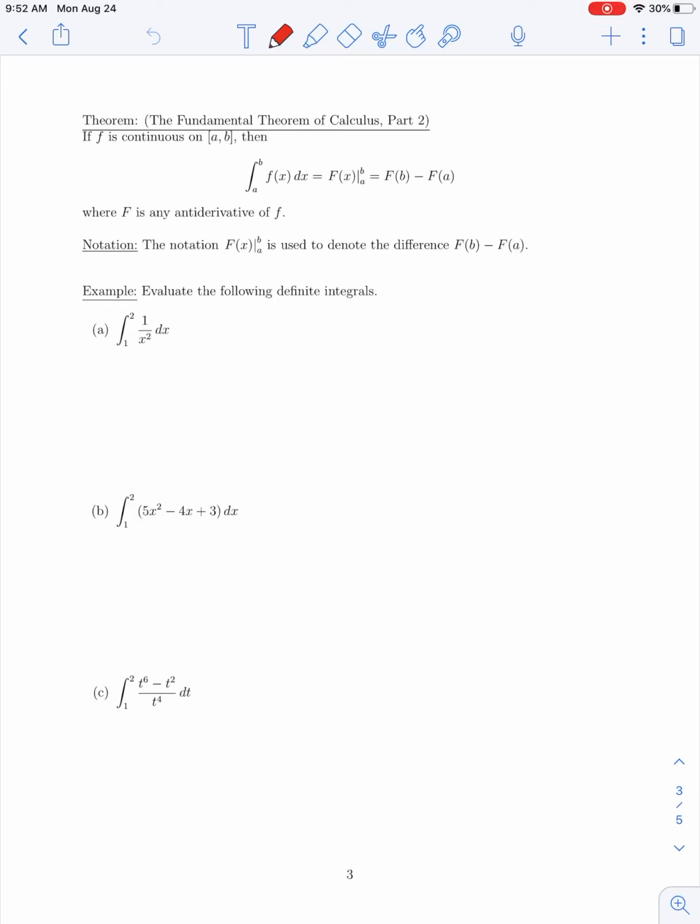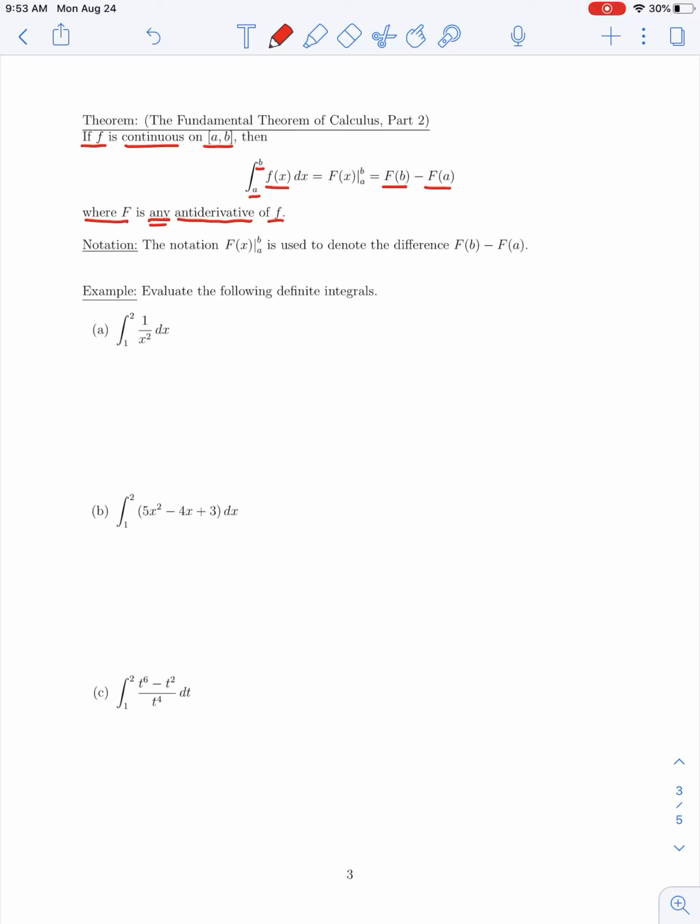So here's what the theorem says. If f is a continuous function on some closed interval from a to b, then the definite integral of that function, f of x with respect to x, over the interval from a to b, is given as the difference capital F of b minus capital F of a, where capital F is any antiderivative of the function little f.